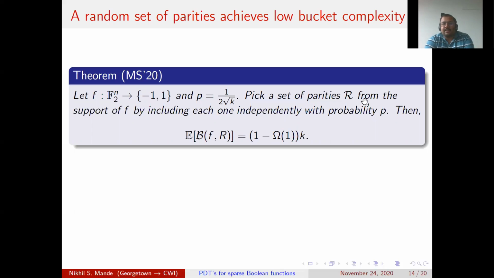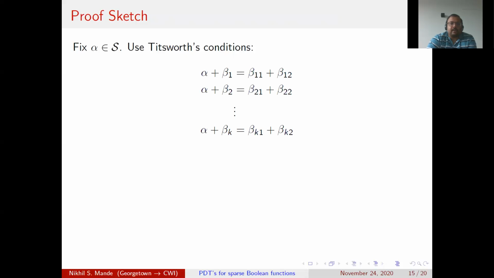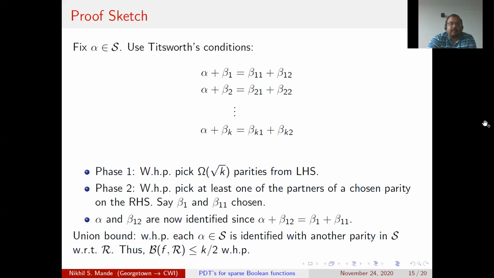Then with high probability, the bucket complexity of f with respect to this set of parities is, let's say, at most a half of k. Some technicalities, but yeah. And as a corollary, as I told you earlier about why our proof is deviating from that of Sang et al. and Spilka et al., the parity decision tree complexity turns out to be order square root k. And let me skip the proof sketch for the interest of time, but I'm lying a bit in this second phase here. But if you're interested, feel free to pause and take a look at this.